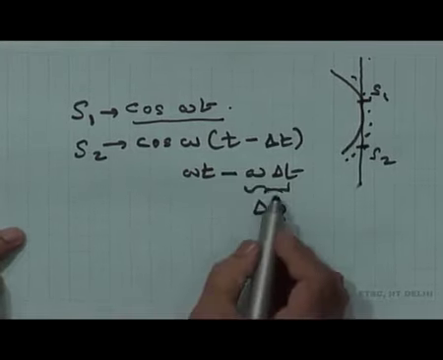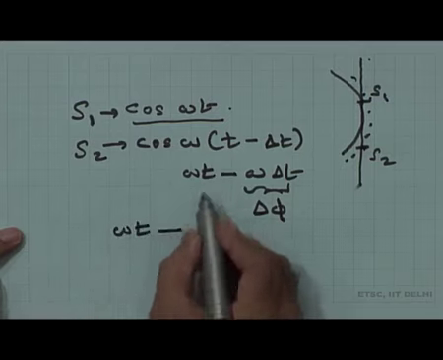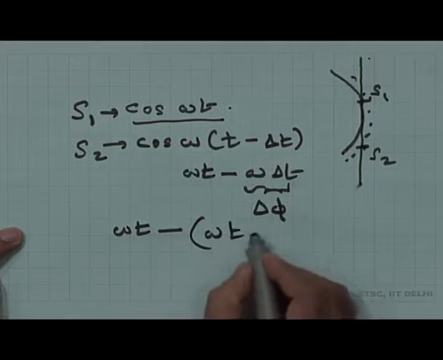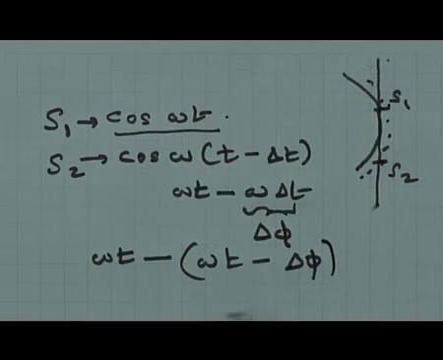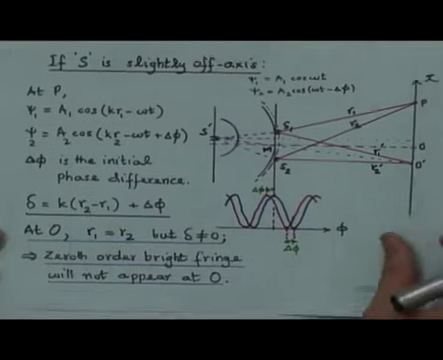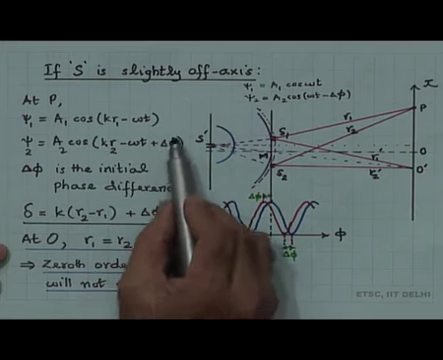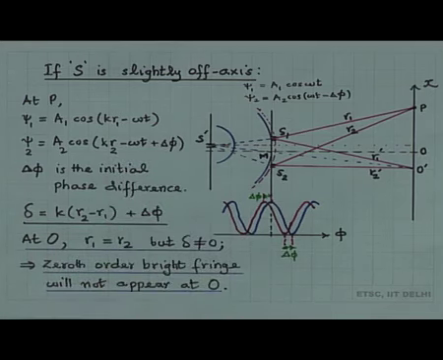And therefore, the phase difference between S1 and S2 will be equal to omega t minus omega t minus delta phi. So, in the phase difference, omega t will cancel, and we have delta phi, which is this phase lag. That is why I have this term here, that I have shown that the second wave has k r2 minus omega t plus delta phi. There is a phase lag which is delta phi. So, delta phi is the initial phase difference between the two waves.